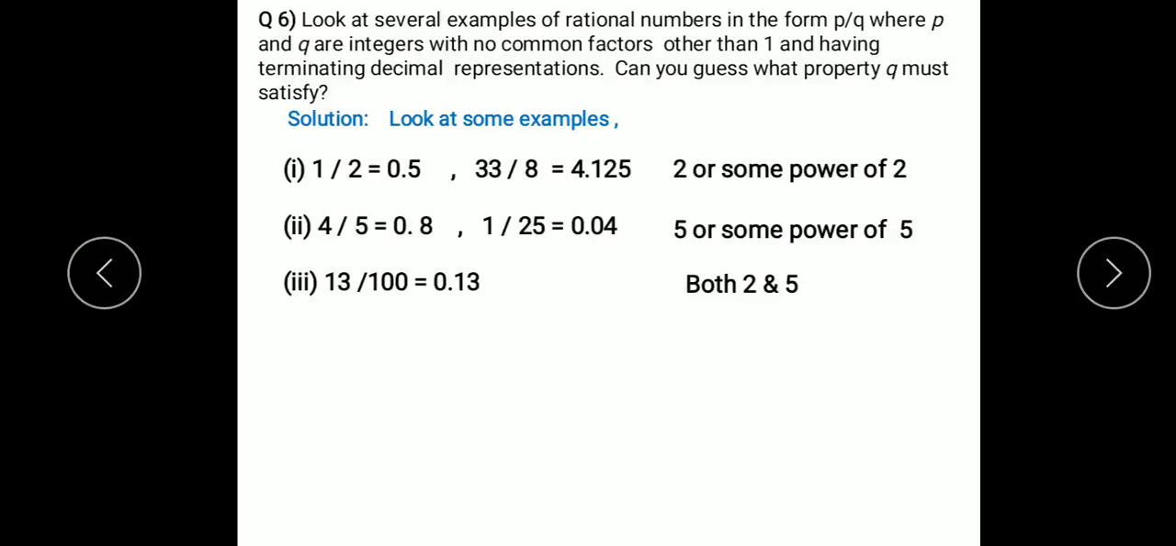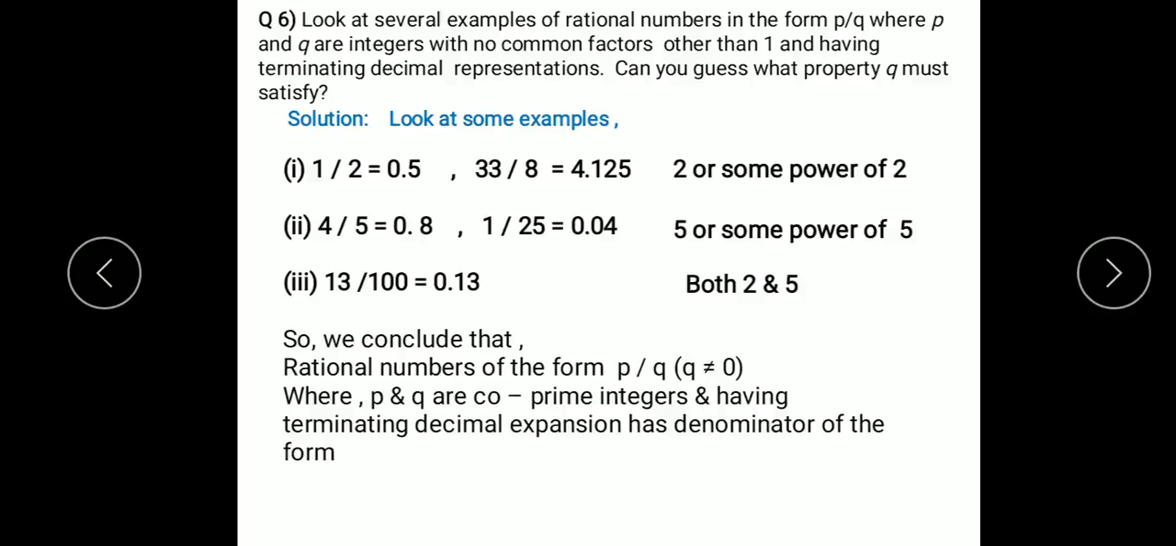Isn't it interesting? So we can conclude that rational numbers of the form P by Q, Q non-zero, and where P and Q are co-prime integers and have terminating decimal expansion has denominator of the form 2 raised to m into 5 raised to n. Now, if it has only power of 2, the power of 5 can be taken as 0.